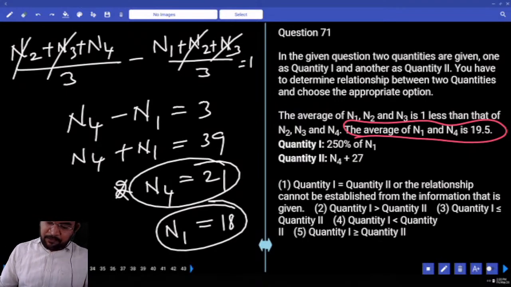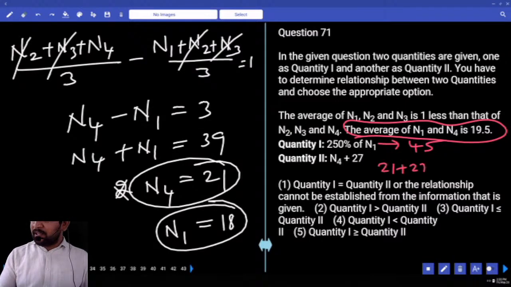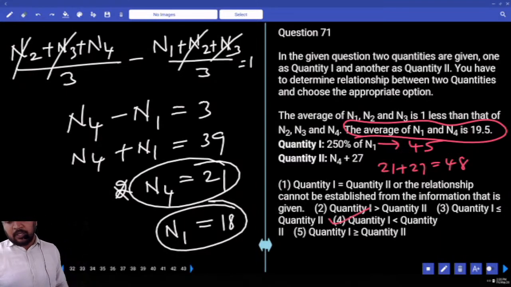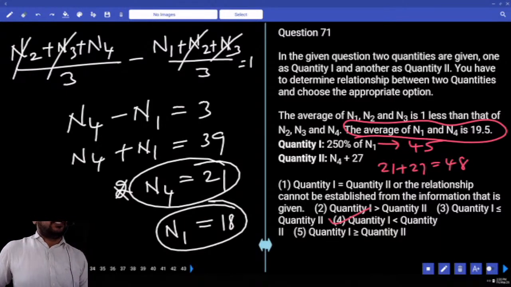Now see here, 250% of n1: 200% is 36, 50% is 9. 9 plus 36 is 45. Then n4 plus 27: n4 is 21, 21 plus 27 is 48. So quantity 1 is less than quantity 2. Fourth option. Quantity 1 is 45, quantity 2 is 48.